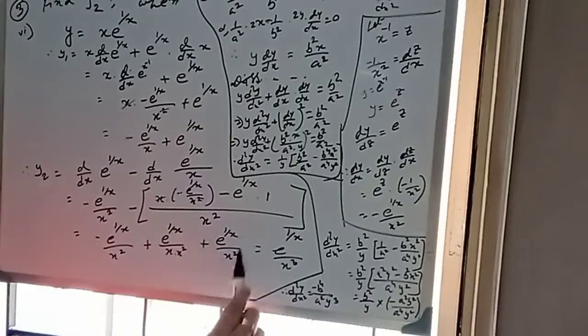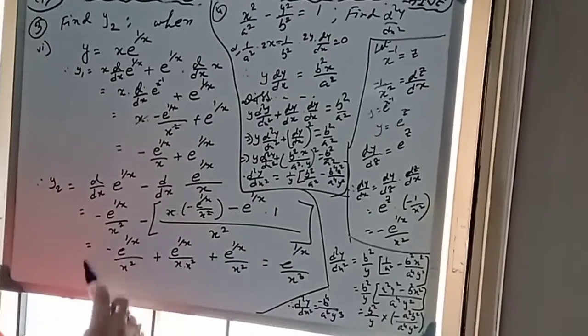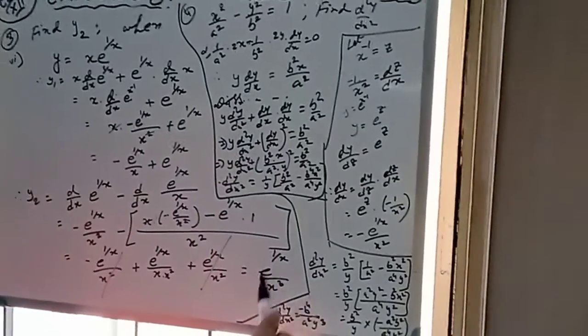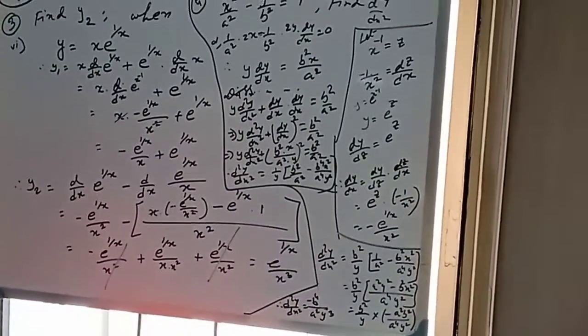So this part is positive and the similar part is negative, so these two will be cancelled. So the remaining part is e to the power 1 by x cube. That is the answer.